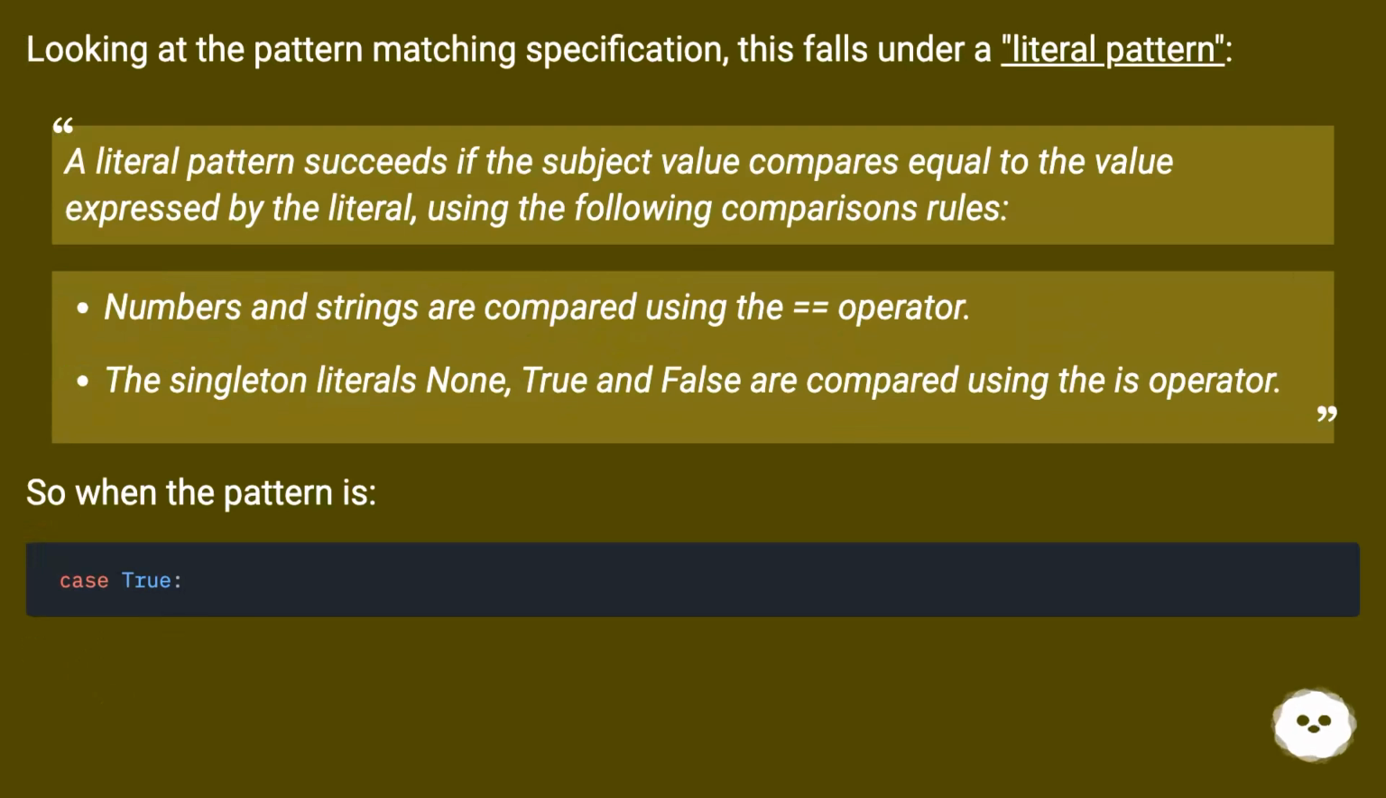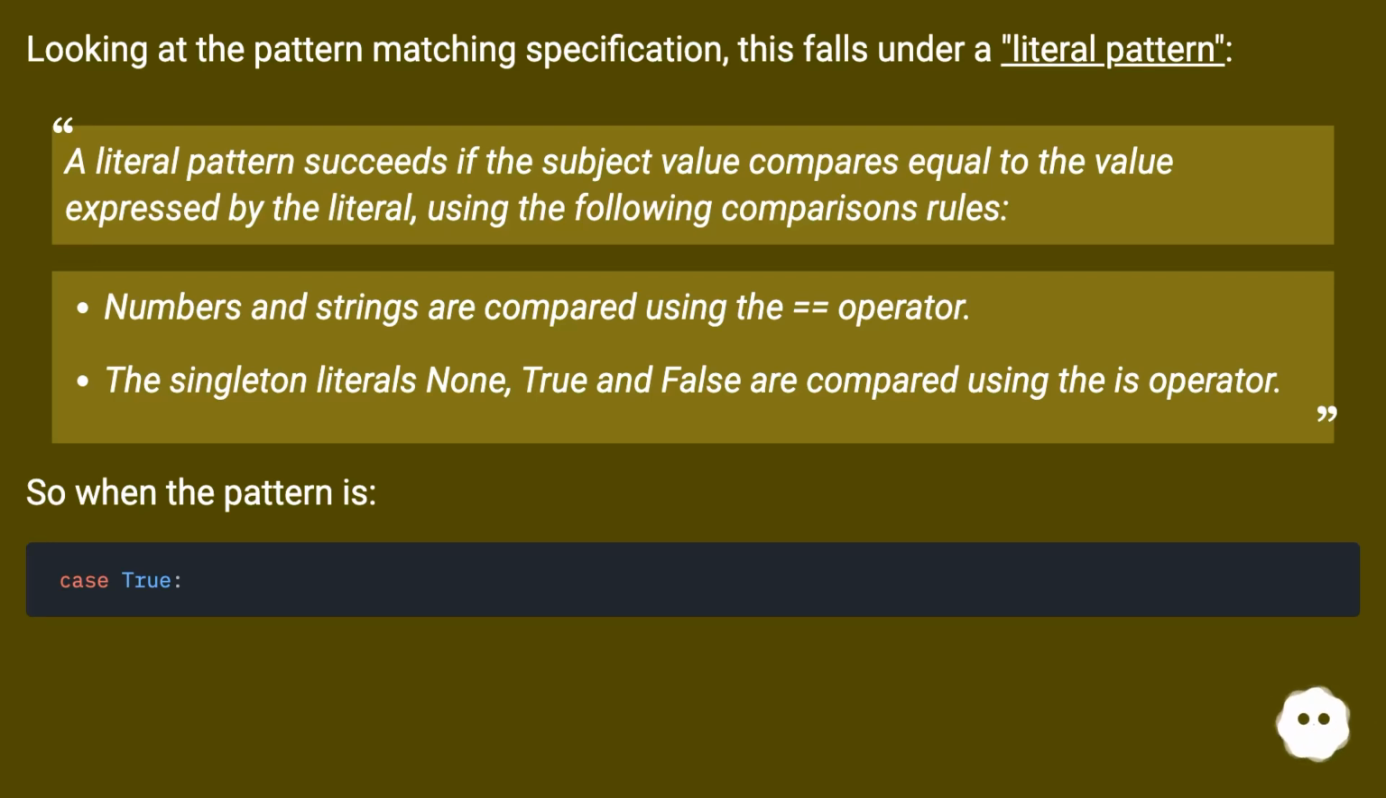How are 1 and True actually compared? Looking at the pattern matching specification, this falls under a literal pattern. A literal pattern succeeds if the subject value compares equal to the value expressed by the literal, using the following comparison rules. Numbers and strings are compared using the equals operator. The singleton literals None, True and False are compared using the is operator.